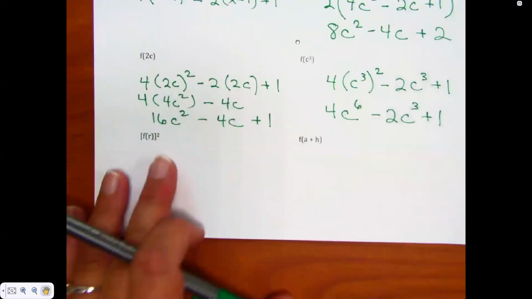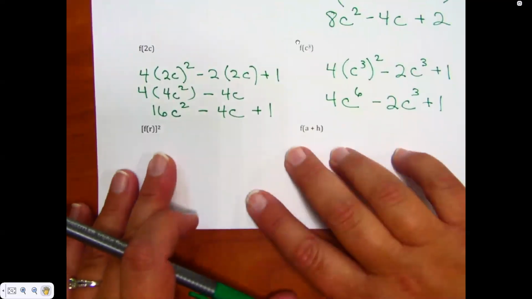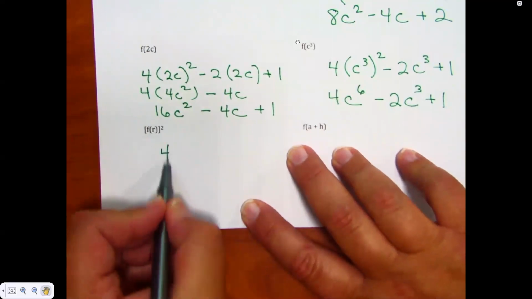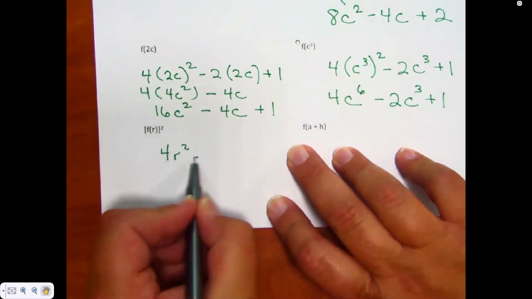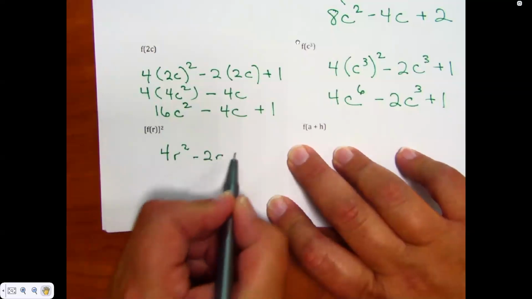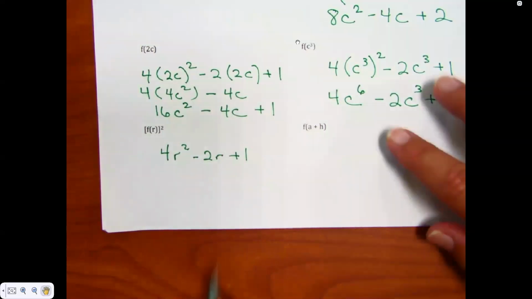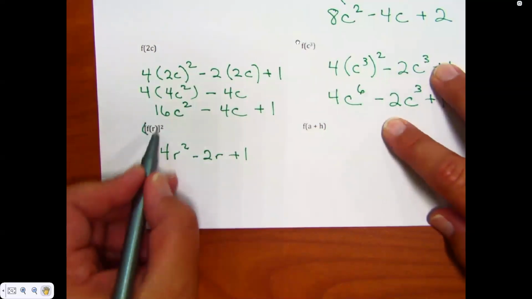Okay, so now the bottom one, what's happening on this one? We simply write the function with an r instead of an x. Okay, we can do that. 4r squared minus 2r plus 1. So instead of an x, it says f of r instead of f of x. Wherever there's an x, you replace it with an r. But what do we have to do with that now? We have to square it.